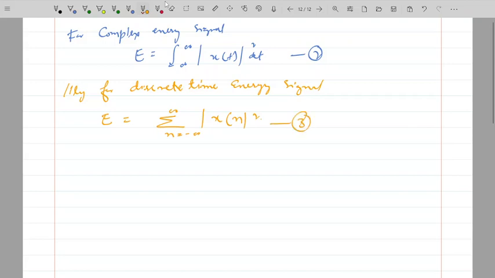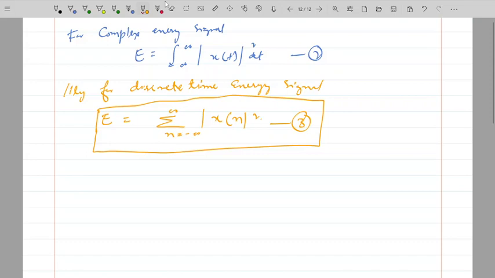So this will be equation 3rd. This will be the discrete time signal, discrete time energy signal derivation. So the energy signal must be finite, so it will be meaningful. We only need the finite energy signal, that is the meaningful energy.